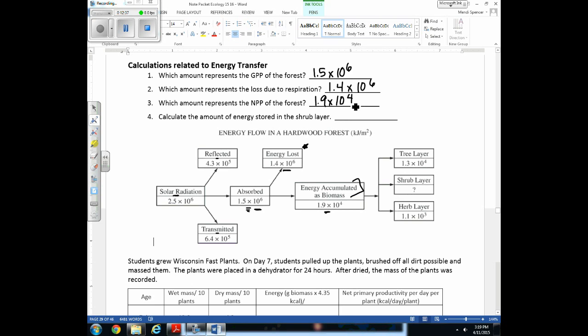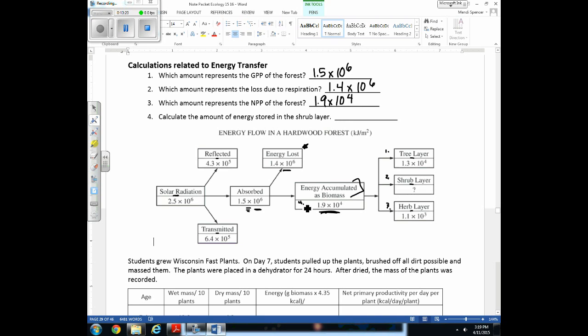Number 4 says calculate the amount of energy stored in the shrub layer. It's kind of like whenever you saw the diagram with the flow of carbon through an ecosystem, and I said what comes in must go out. That's kind of the same principle behind this diagram. If we have this much energy tied up in the plants, then this much energy is divided between the 3 types of plants that we find in this hardwood forest. There's some trees, there's some shrubs, and there's an herb layer there. So how much energy is tied up in the shrub layer? When we add up these 3 amounts, it should equal the whole, 1.9 times 10 to the 4th.